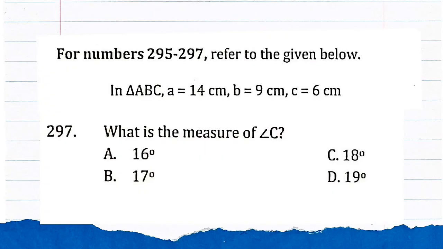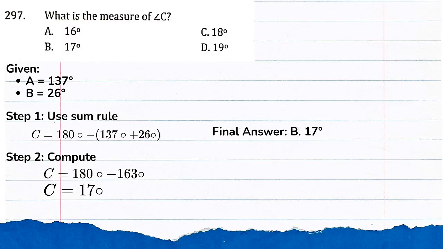Now, let's proceed with question number 297. What is the measure of angle C? A, 16 degrees, B, 17 degrees, C, 18 degrees, or D, 19 degrees. Since we have the value of A and B, we use the sum rule. So C is equal to 180 degrees minus the quantity of 137 degrees plus 26 degrees. So compute. C is equal to 180 degrees minus 160 degrees. That's 17 degrees. Therefore, the final answer is 17 degrees.